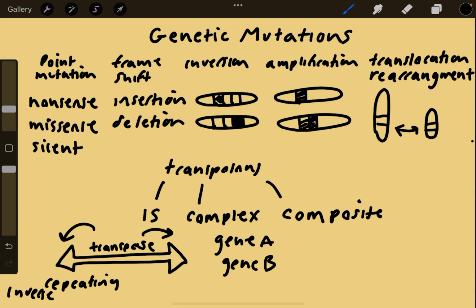Complex just means that it includes a gene, like a gene A or also a gene B, which could code for something like antibiotics. And composite transposons is when you have two IS, and then there's a central segment of the genetic code that can also be cut out. So note that transposons are able to cause these types of genetic mutations, such as inversion, translocation, and even deletion.